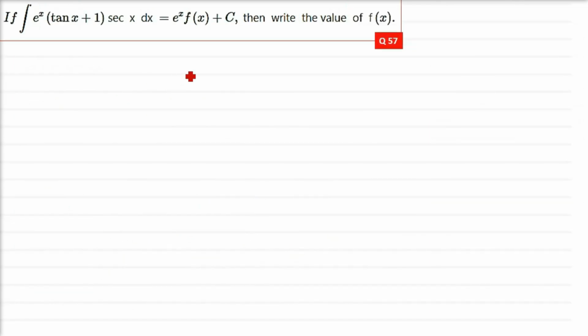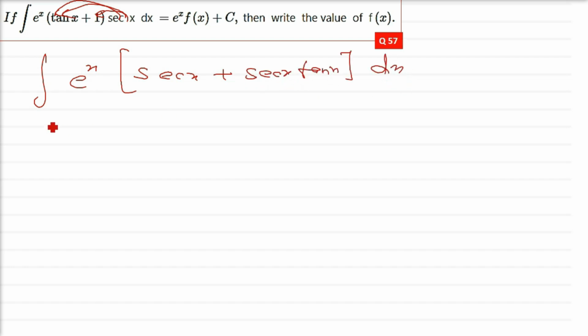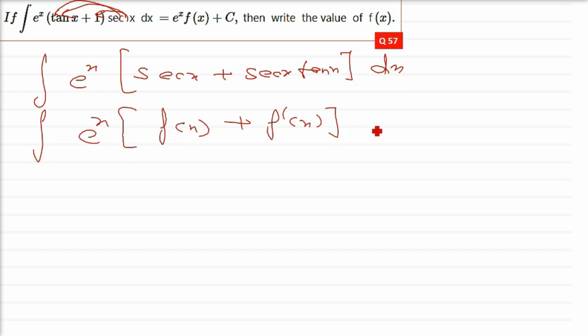This question is no different from the previous one, because already you know that this question has been done in the previous few questions. So just multiply this sec x inside with 1 plus tan x. First we'll write this sec x, and then we'll write sec x tan x, which eventually will come when we multiply 1 plus tan x with sec x. This is the exact result of a standard: e raised x [f(x) + f dash x]. So the direct result of this integration is f(x) e raised x plus a constant of integration.